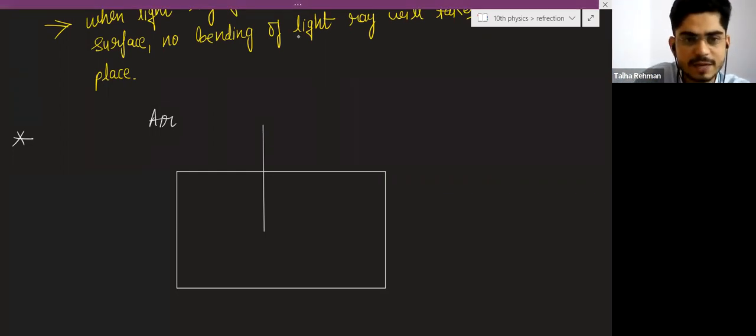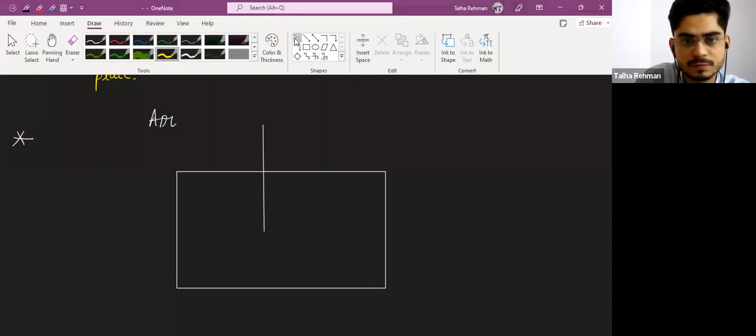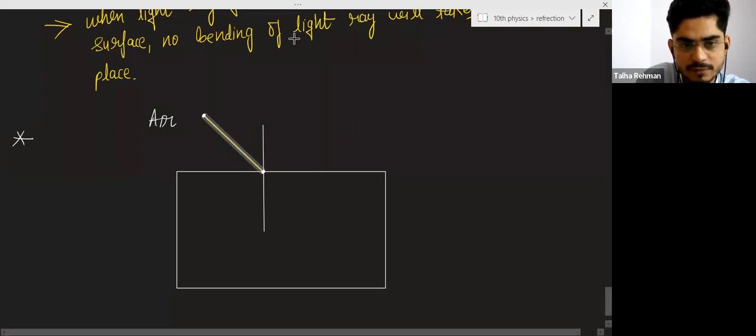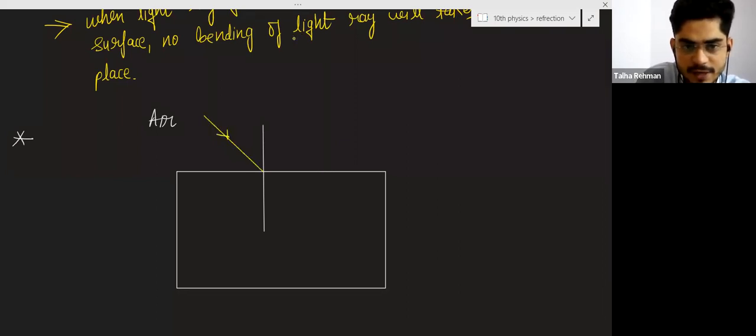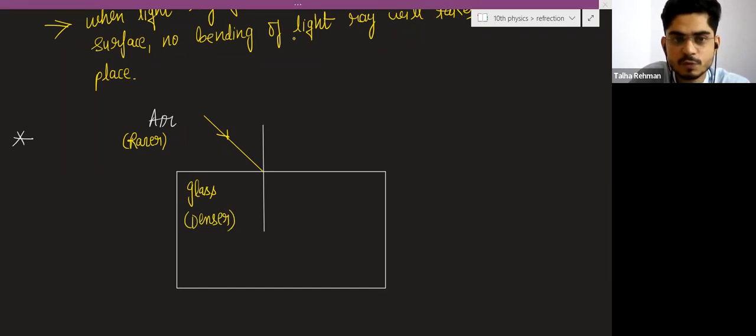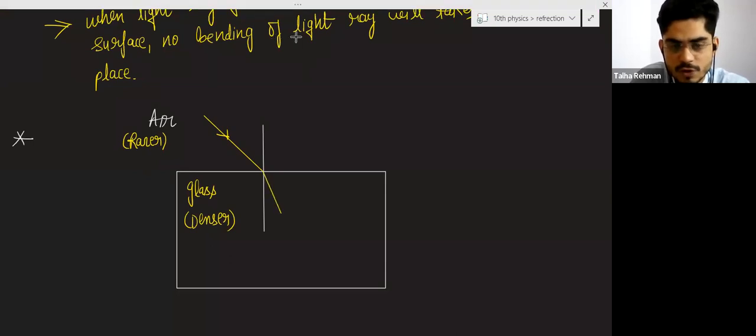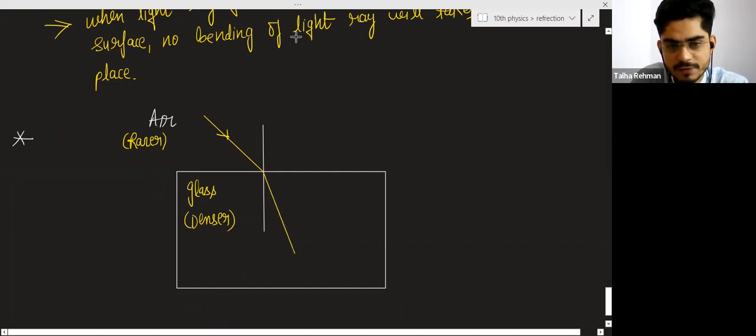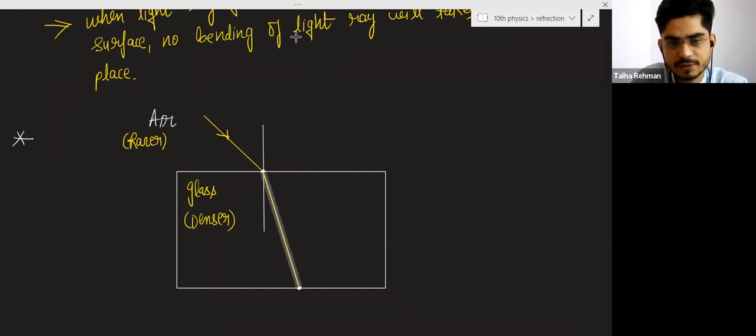Suppose a light ray is traveling from air like this. Now here is the glass medium. Air is rarer compared to glass, and glass is denser. So what will happen? This ray will move towards the normal, and it will go like this and strike the lower surface.